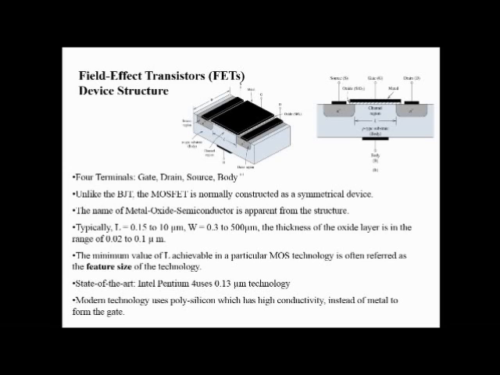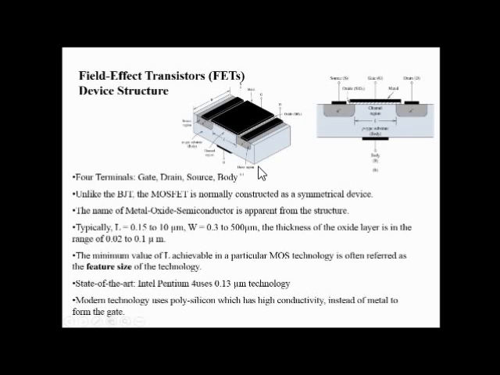Now we'll study the device structure of FETs, that is, the field effect transistor. It has four terminals, basically the gate, drain, source, and body. Unlike the BJT, the MOSFET is normally constructed as a symmetrical device. The name MOSFET, metal oxide semiconductor, is apparent from the structure. Typically the length is from 0.15 to 10 micrometers. The width, you can see, follow this diagram.